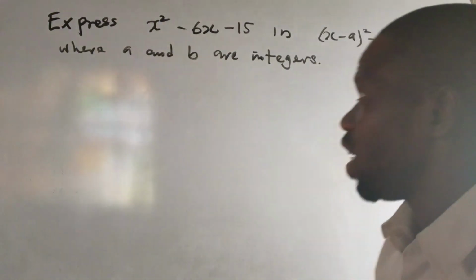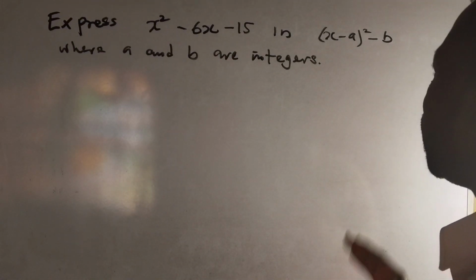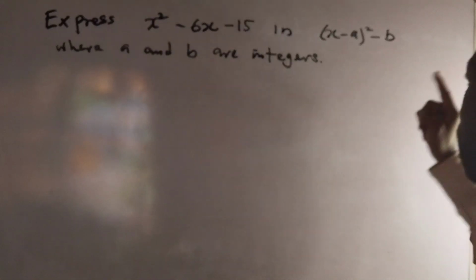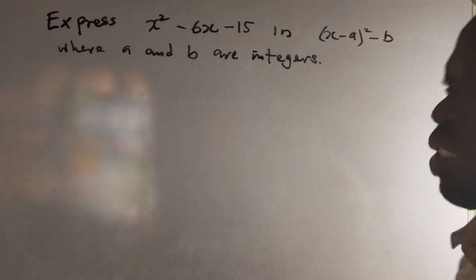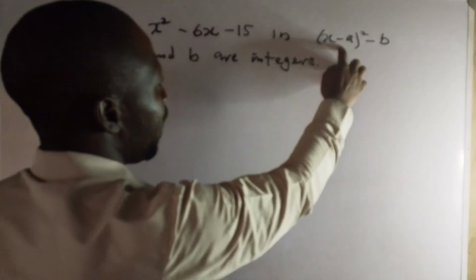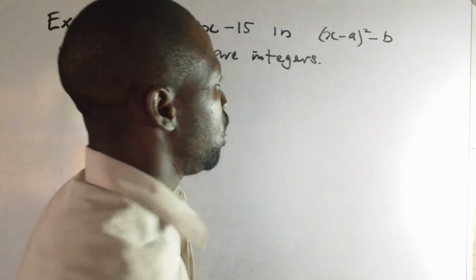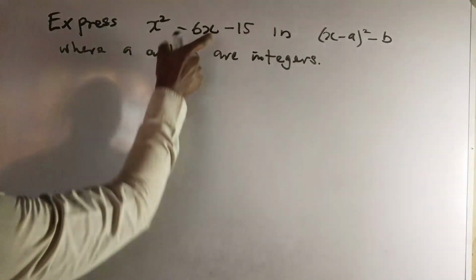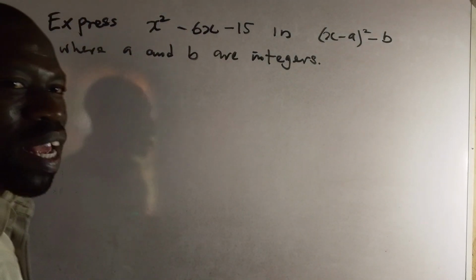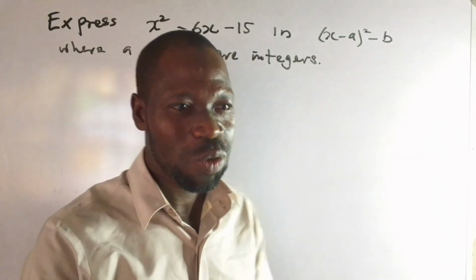We have this simple question that says express x squared minus 6x minus 15 in terms of (x minus a) squared minus b, where a and b are integers. All right, so if you look at this expression, (x minus a) all squared, that is a perfect square, minus b. So what we are trying to do is to make this a perfect square, then a constant. So to make a perfect square, remember the class I taught on the completing the square method.